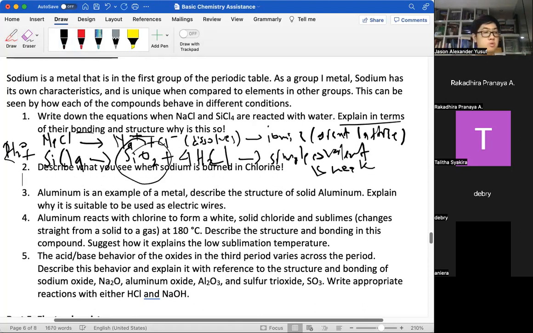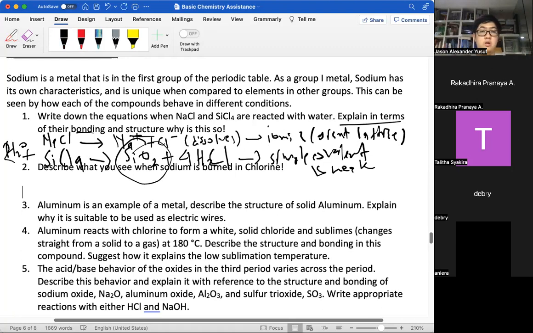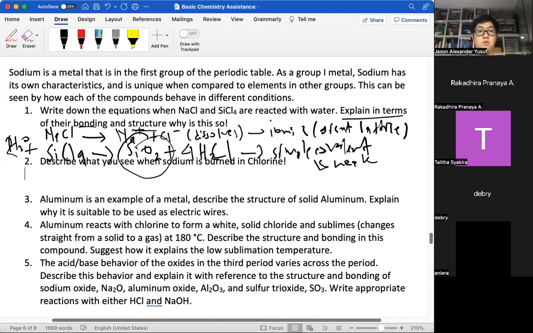Describe what you see when sodium is burned in chlorine. Well, this one is also memorization. So first of all, we can answer this from 2 different perspectives. Versus the perspective of the sodium, let's say we burn sodium in the lab. So what color will we see? We'll see a yellowish color, right?